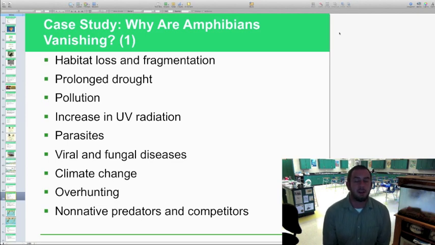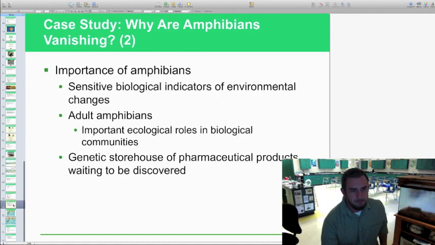And even overhunting, you know, for frog legs, not really, but legitimately, if they are overhunted or overtaken, that can be a problem too. And also, probably another big one, non-native predators coming in and competitors that come in and outcompete or kill the amphibian as a prey item. So those are a couple of different reasons why the poor amphibians are vanishing. And you know I love my amphibians with the axolotl in the back room.